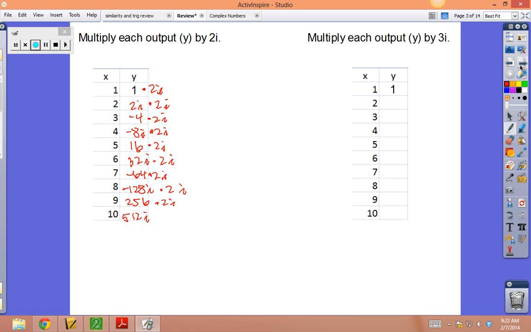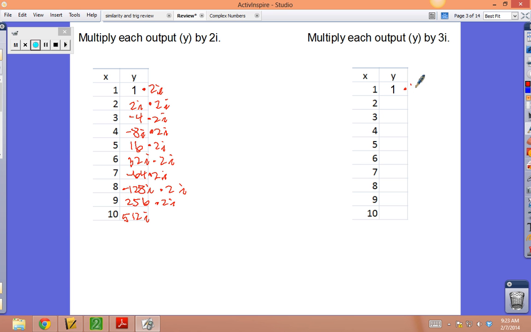Rhett hates it when we skip. He does not want you to do this on your own. No skipping. Multiply by 3i. 1 times 3i. You can everyone thank Rhett for this nice convenience.